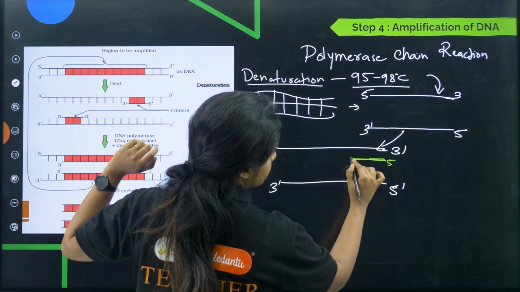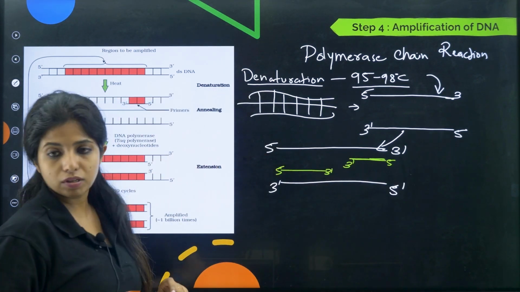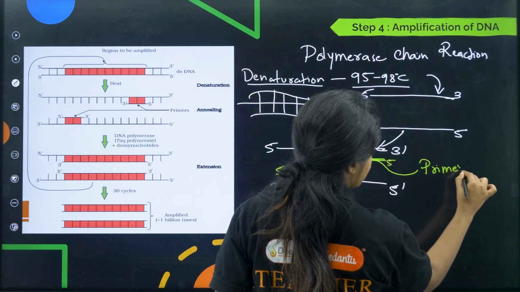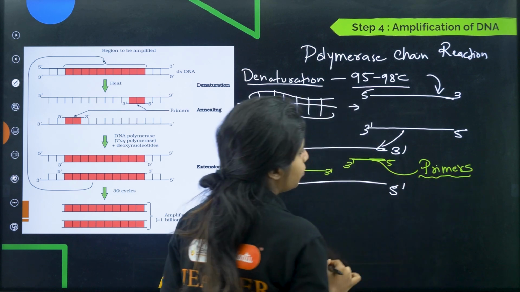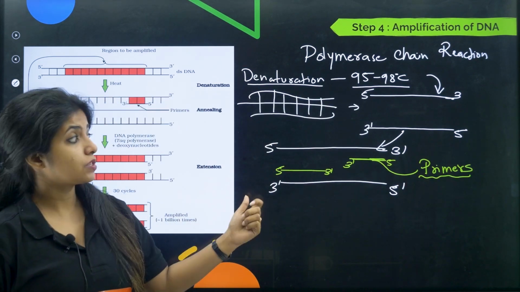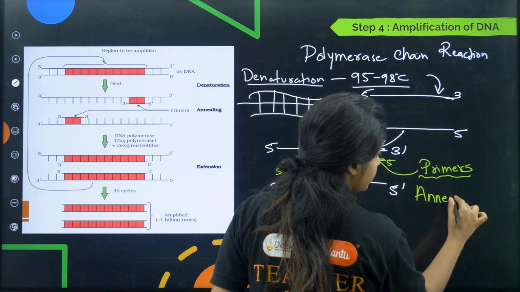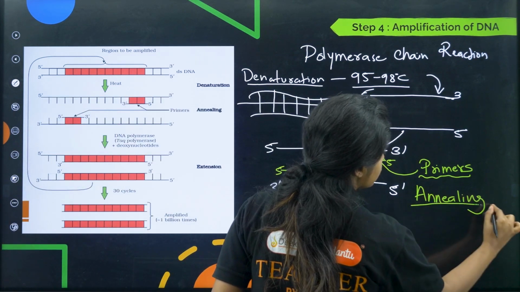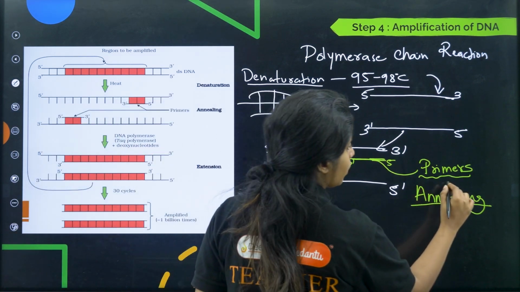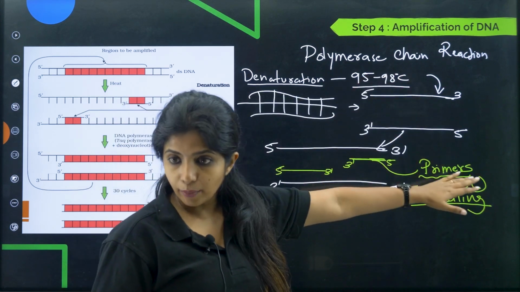Anyways, so for starting off replication, I told it needs a primer initially. So first thing is binding of the primers like this. So here also there will be primers that are bound like this. What do you call this? These are primers, my dear children. And this process of putting primers over there, you call this as annealing. You call this as annealing. And what is the temperature required for this? 50 to 60 degrees Celsius. But you see, from 98 you have come down a bit.